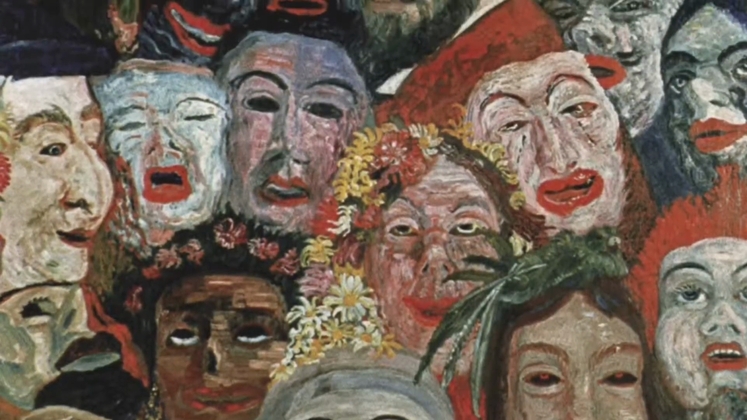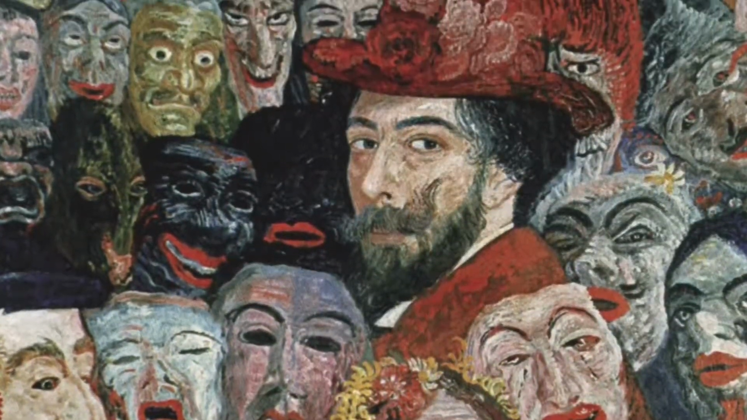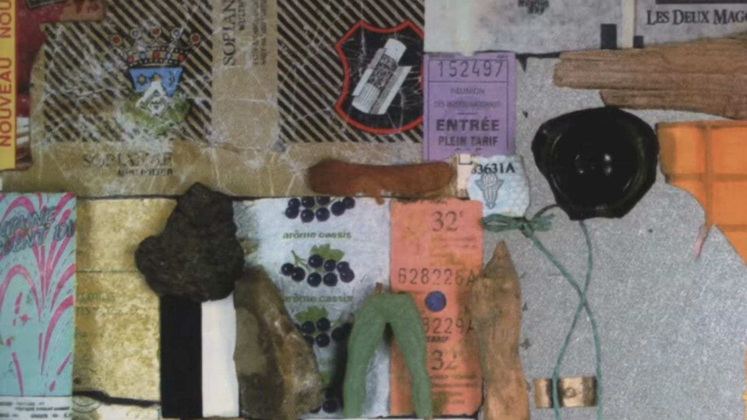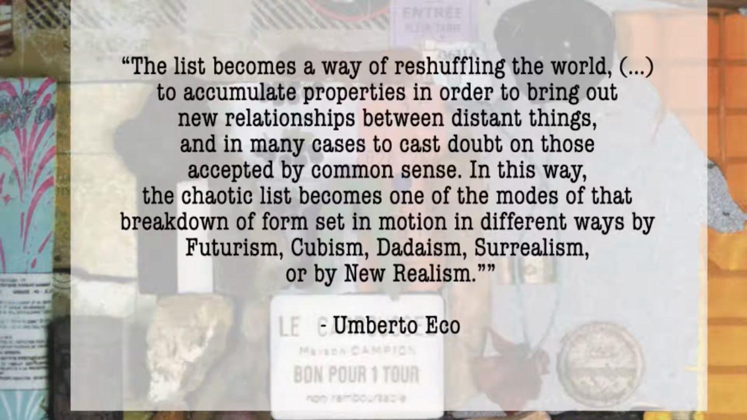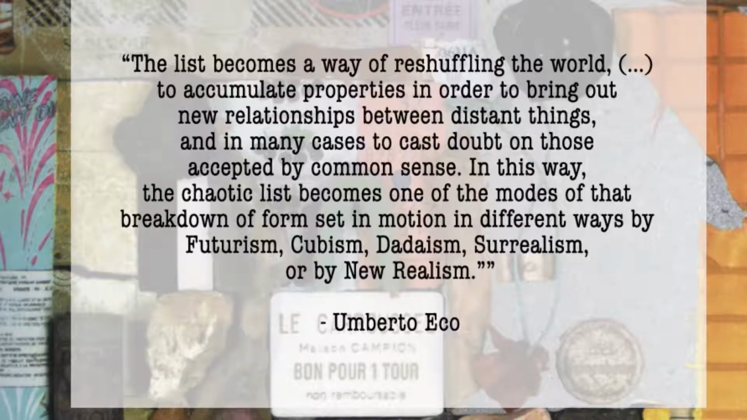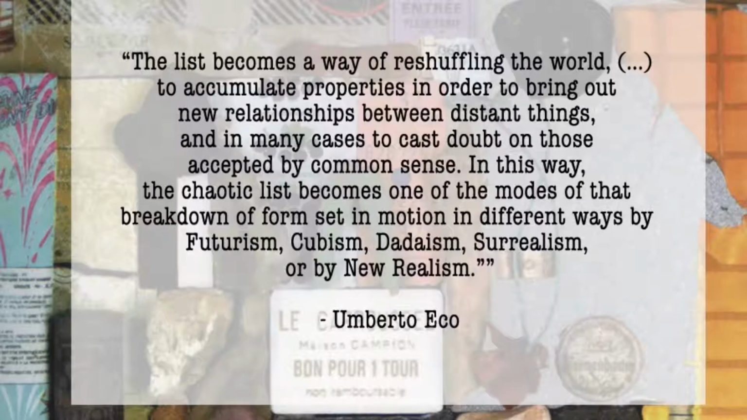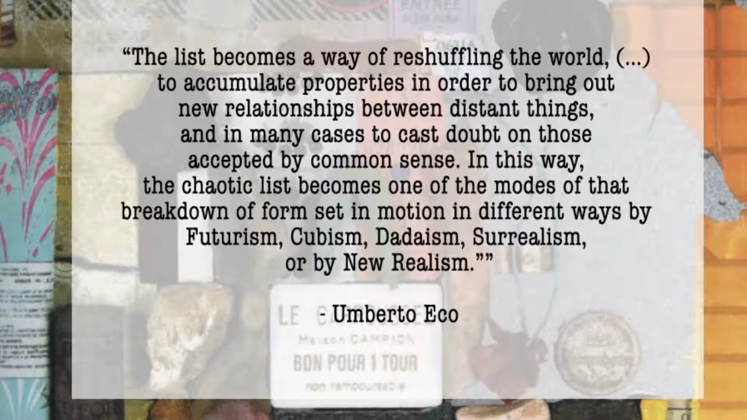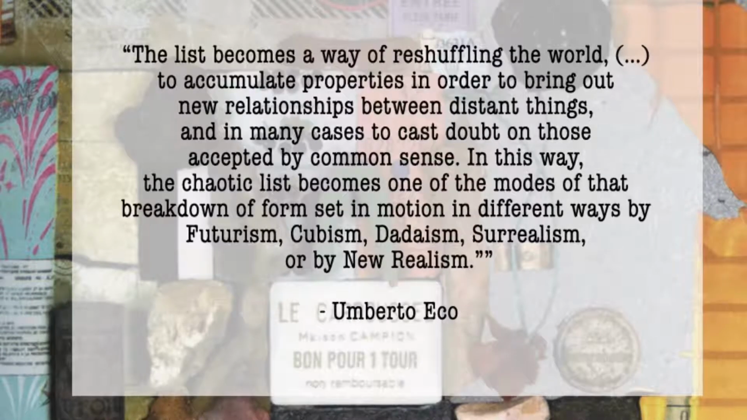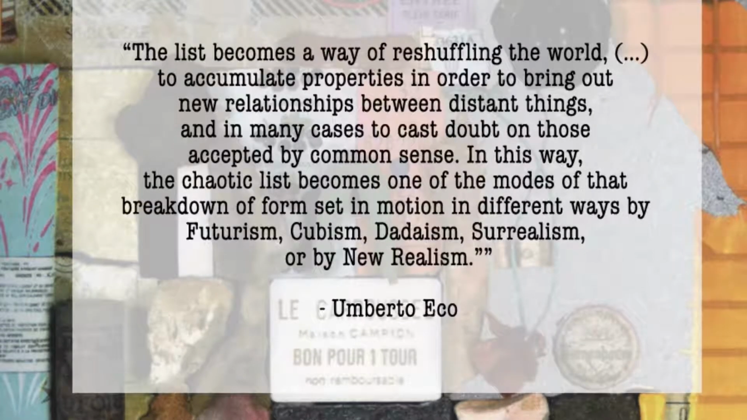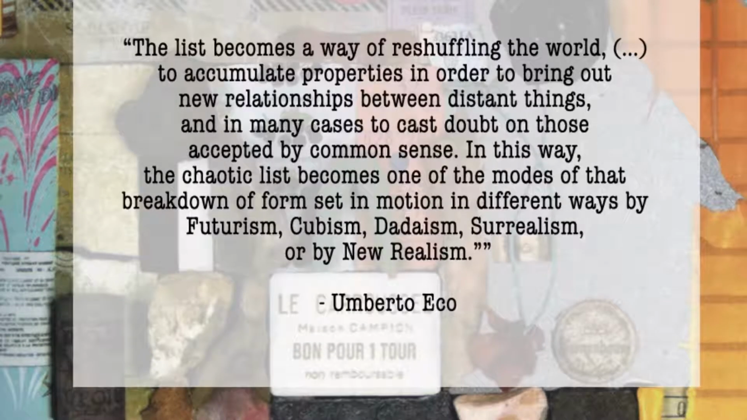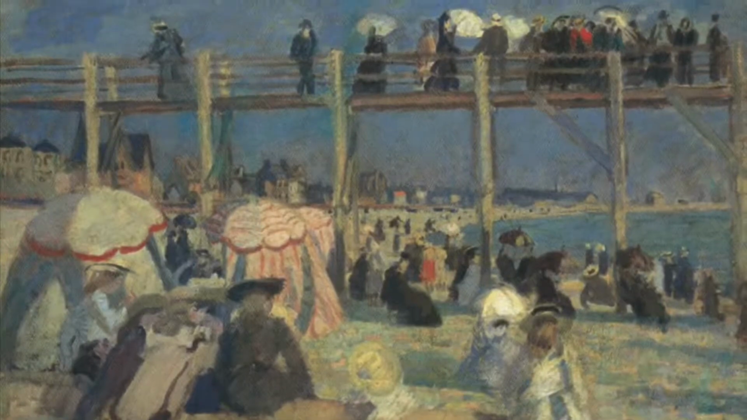But starting in the 19th century, the list creates a sense of deformation and chaos. Parts of one element are aggregated to another as a collage. Eco describes the list as becoming a way of reshuffling the world, to accumulate properties in order to bring out new relationships between distant things, and in many cases to cast doubt on those accepted by common sense. In this way, the chaotic list becomes one of the modes of that breakdown of form, set in motion in different ways by futurism, cubism, dadaism, surrealism, or by neorealism.